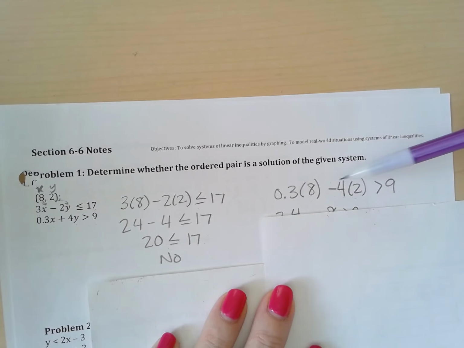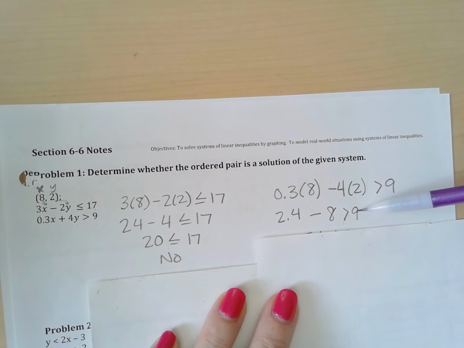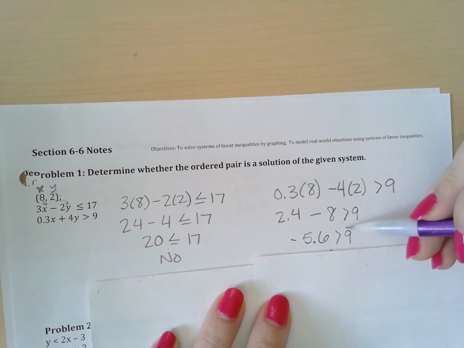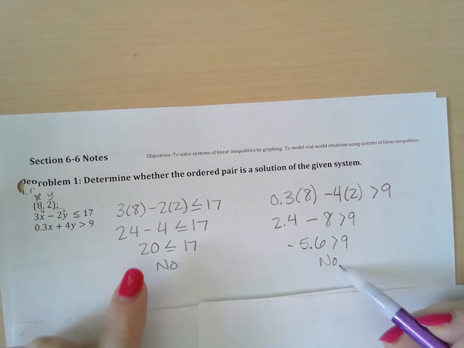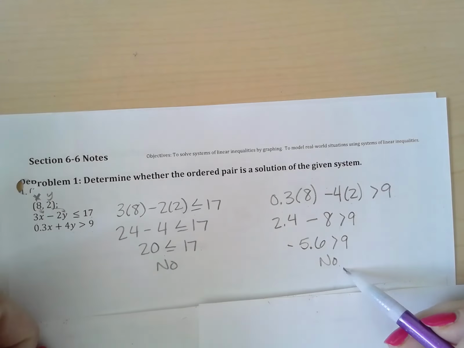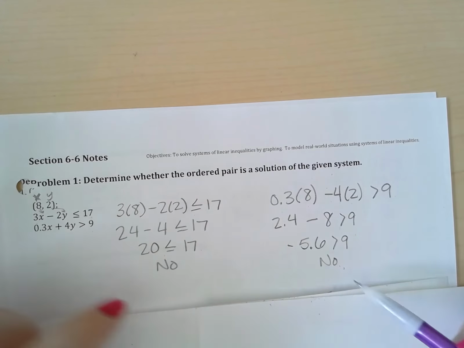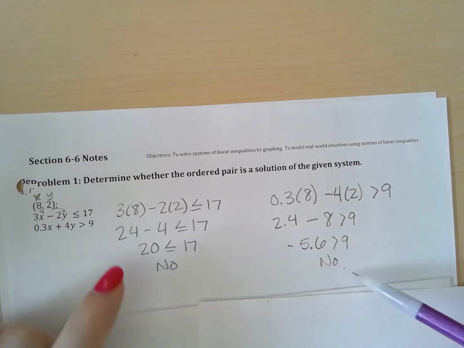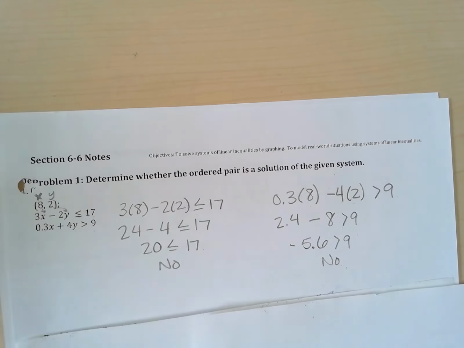0.3 times 8 minus 4 times 2. So 2.4 minus 8, is that greater than 9? 2.4 minus 8 is negative 5.6. Is negative 5.6 greater than 9? The answer is no. Now, I actually don't need both of these to be no. As long as one is no, the solution will not work for both. So you just need one of these two to be no in order for it not to work. If they're both yes, then that number would work for both inequalities.